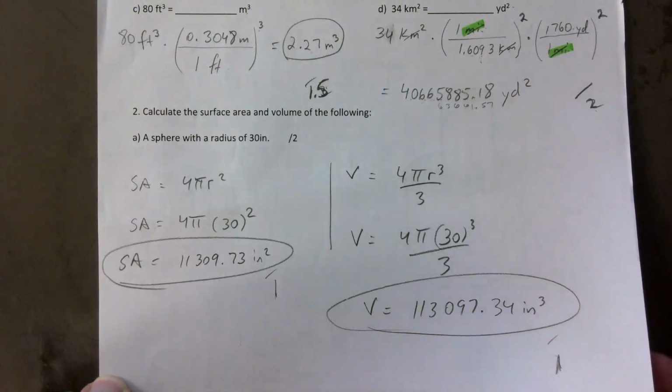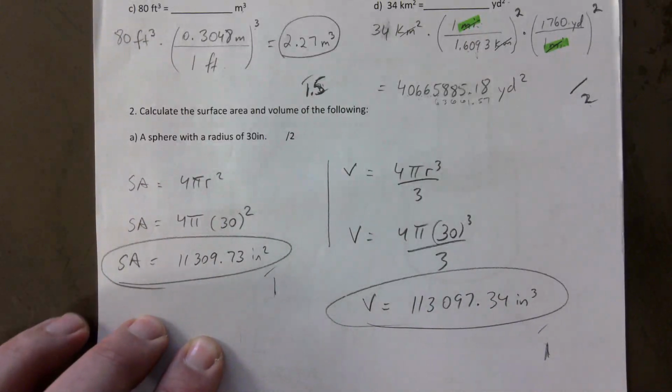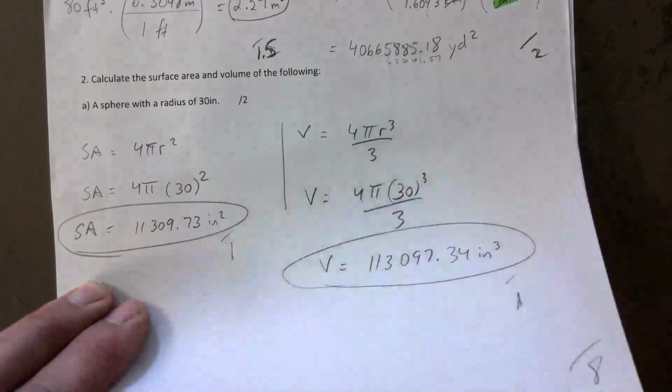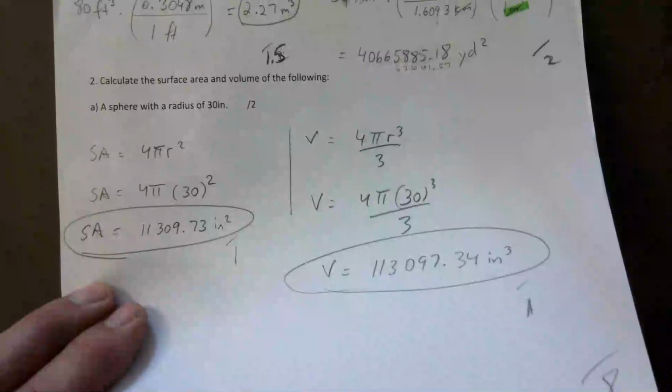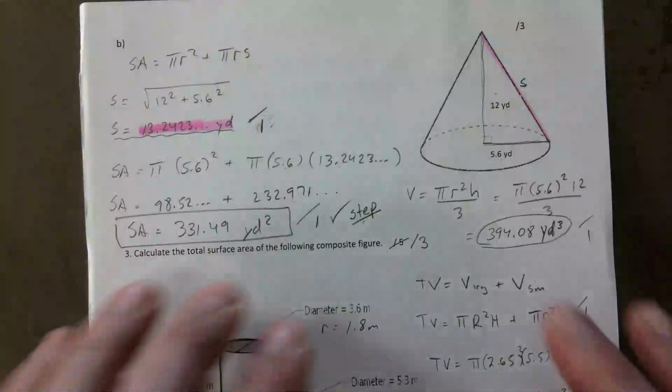So this page is worth 8 at the end of the day. So make sure this is out of 8 at the bottom of the page. All right, and the back, I will show you this as well, the cone.